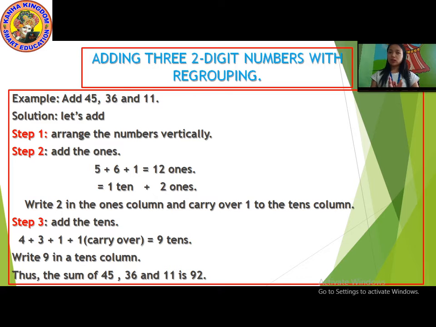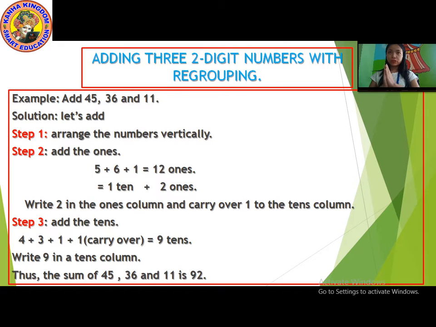Right student? So thus from all this process, we come to know that the sum of 45, 36 and 11 is 92. Right student? The sum of 45, 36 and 11 is 92.